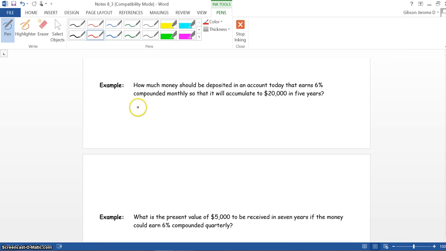So now it says example. How much money should be deposited in an account today that earns 6% compounded monthly so that it would accumulate to $20,000 in 5 years? So we have P is equal to A all over 1 plus R over N to the NT.